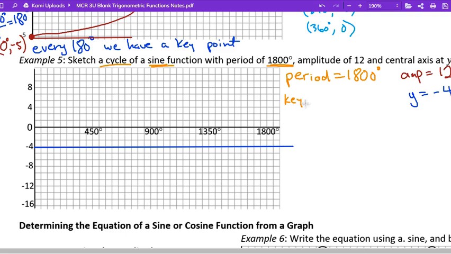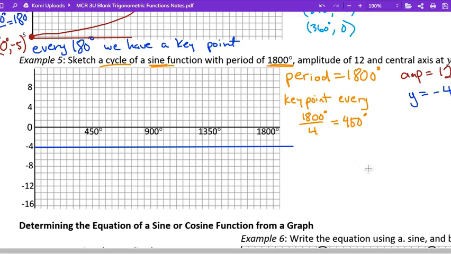I get a key point every 1,800 divided by 4 degrees, right? So that's 900, 450. So every 450 degrees, I get a key point. So you have to take that period and divide it by 4 to figure out what are the 4 quarters of the period. Why do you even need this key point?